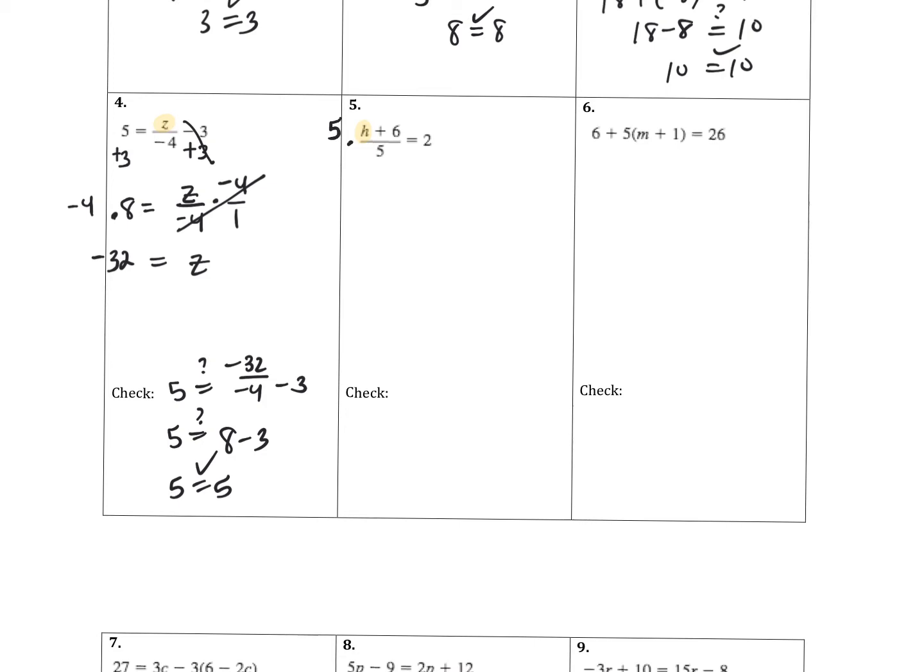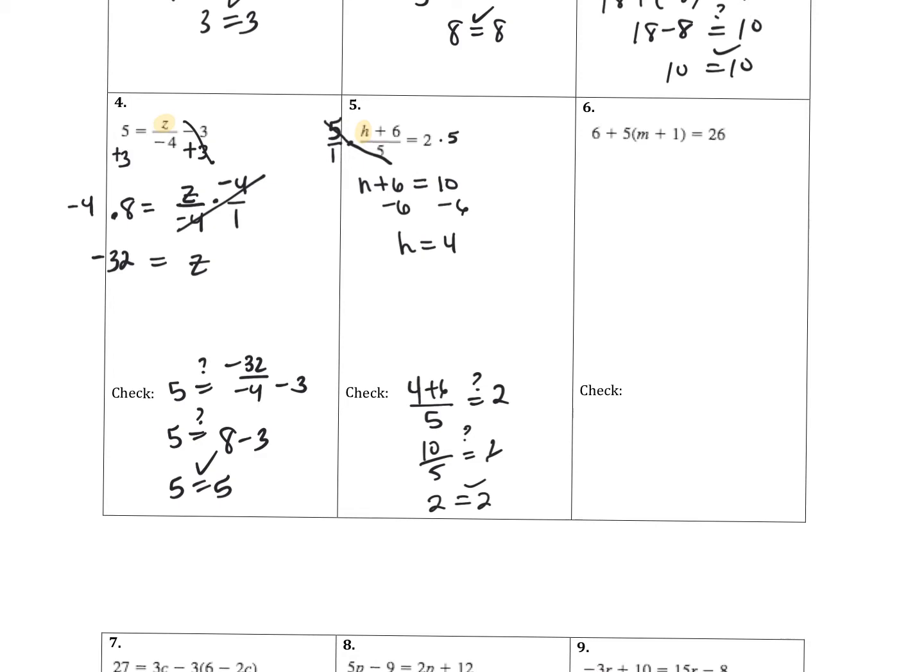We're going to multiply by 5 over 1 on each side, and we'll get h plus 6 equals 10. We'll subtract 6 from each side and get h equals 4. Let's double check. If h is 4, 4 plus 6 divided by 5, does that equal 2? 4 plus 6 is 10 over 5. Does that equal 2? Yep. So we got it right.